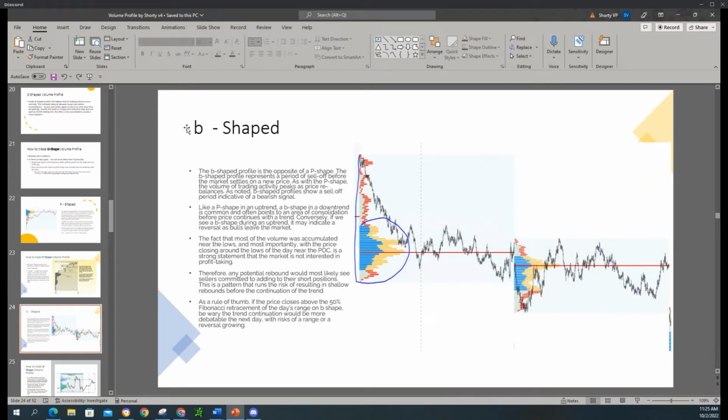Okay. So the lowercase b-shape profile is, if you think about it, the opposite of the P shape. When you're in a downtrend, you're going to see a lot of b shapes. And if a b shape occurs at the top, what does it mean?